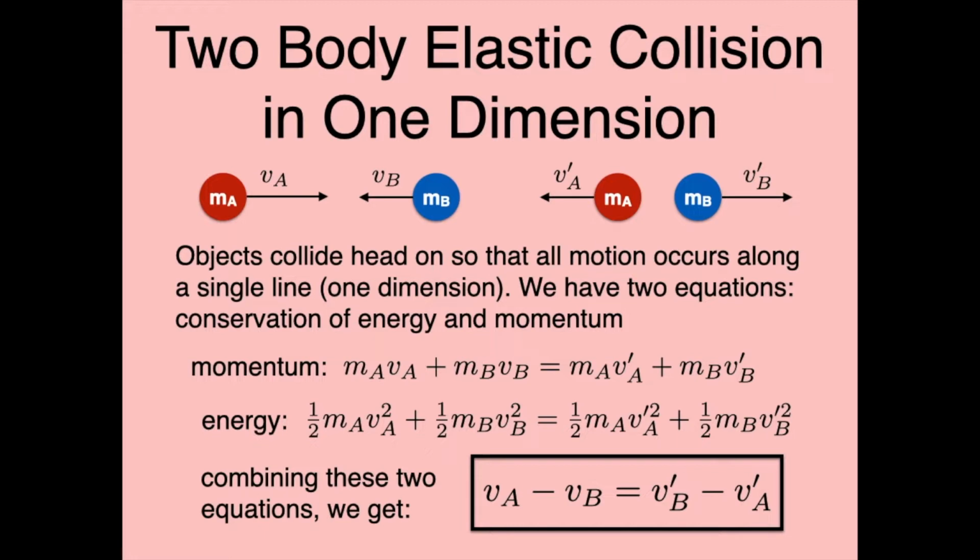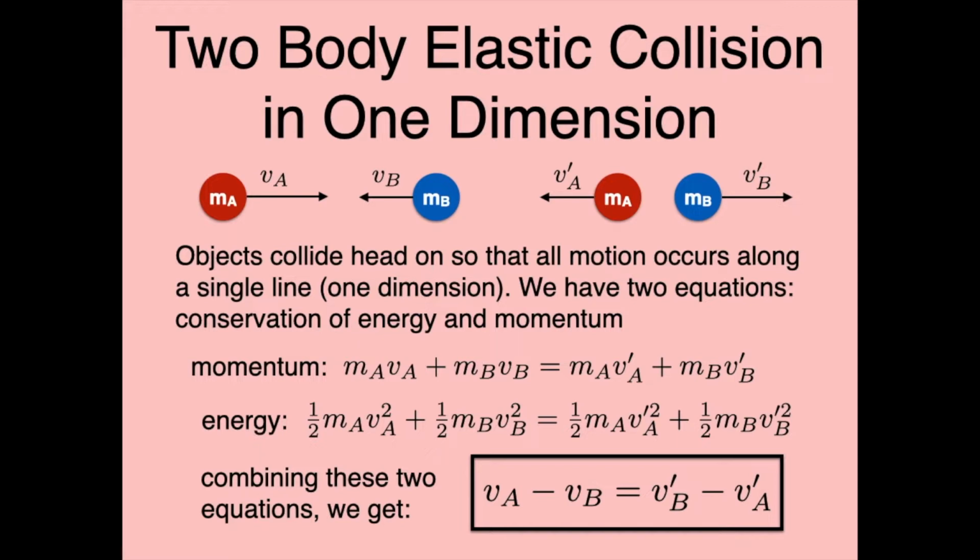So that equation says MAVA plus MBVB, that's the initial momentum of the system, is equal to MAVA prime plus MBVB prime. That's the final momentum of the system. Okay, if this collision is elastic, then we also have an energy equation saying that the total kinetic energy of these two objects before they collide is the same as after. So that equation says 1/2 MAVA squared plus 1/2 MBVB squared is 1/2 MAVA prime squared plus 1/2 MBVB prime squared. So remember, the prime just means final value.